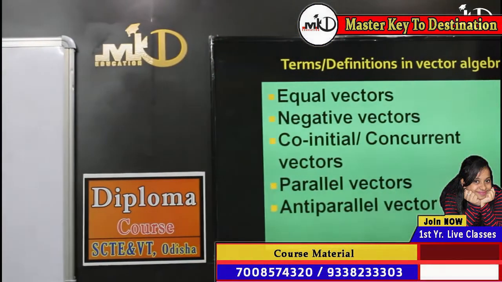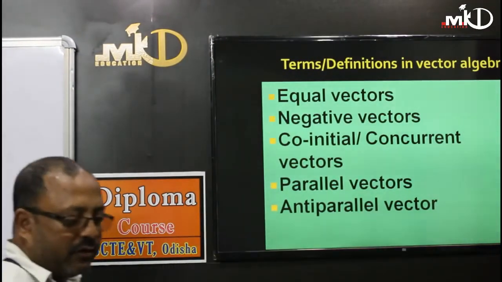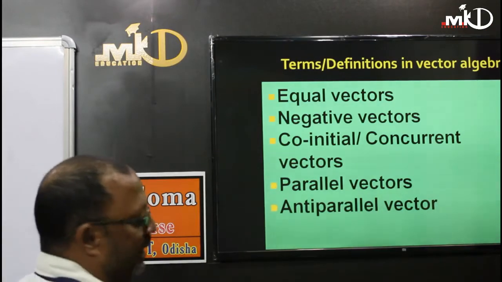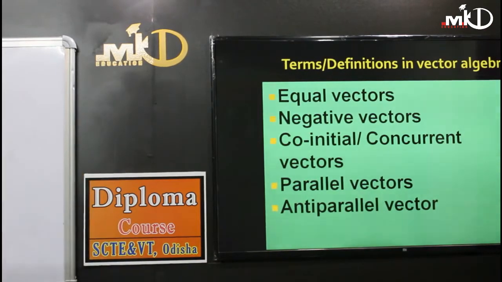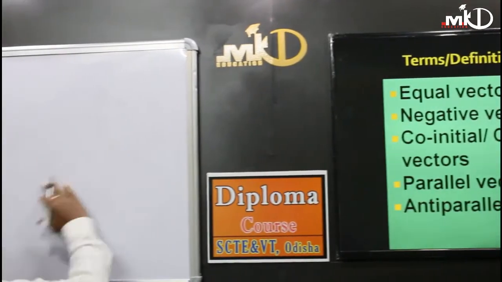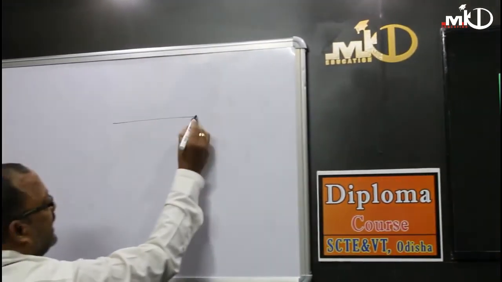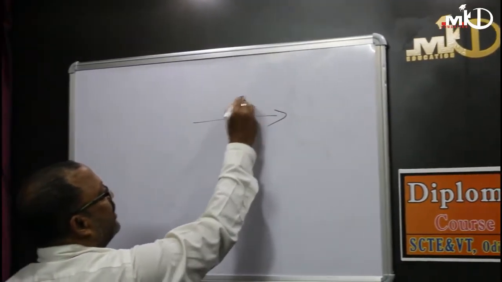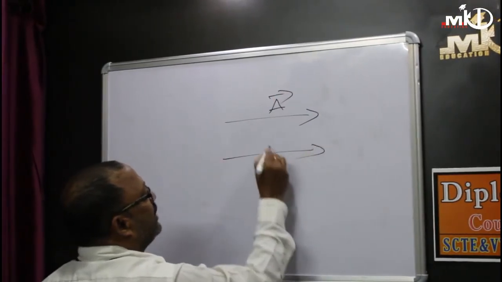Next, we will switch over to parallel vector. Two vectors are said to be parallel if they have the same direction and the angle between them is 0 degrees. Suppose this is vector A and suppose this is vector B.